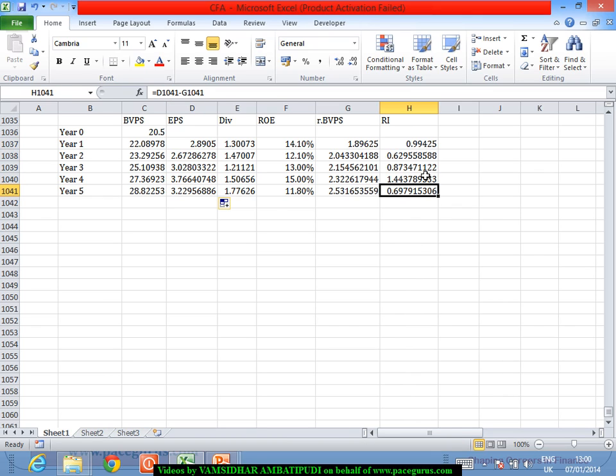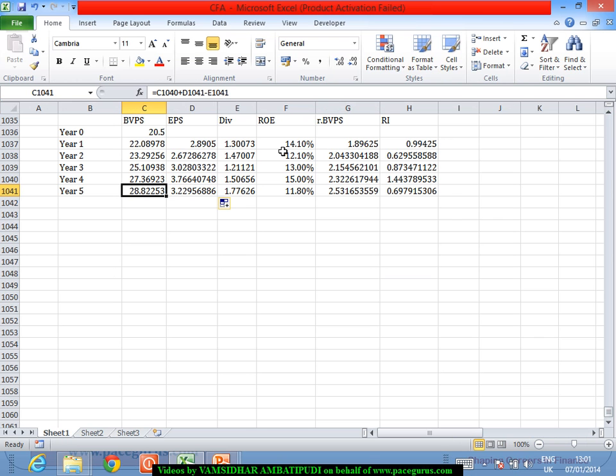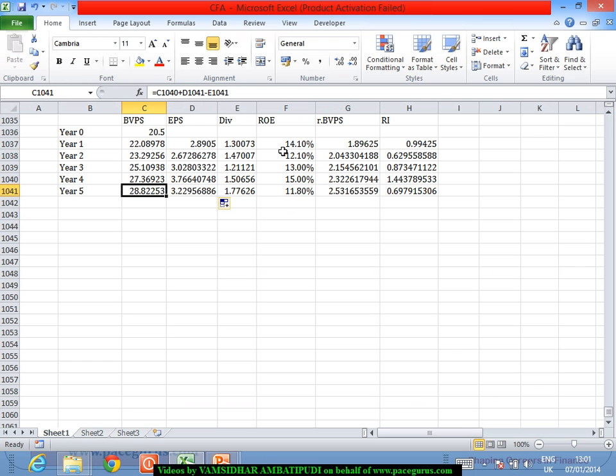Now what we are saying is, okay, the book value has changed to these kind of numbers. I don't need this part as a part of my example at all, because these two are creating some kind of differences in the numerical. So EPS I am deriving based on ROE as well as the BVPS itself. Okay, so now these are my RIs, for the 5 years.